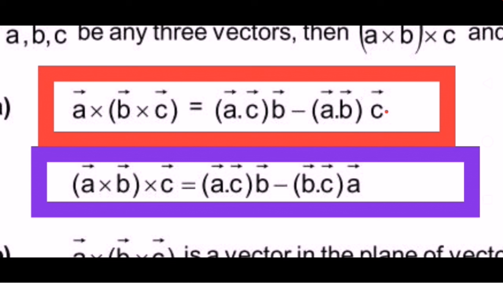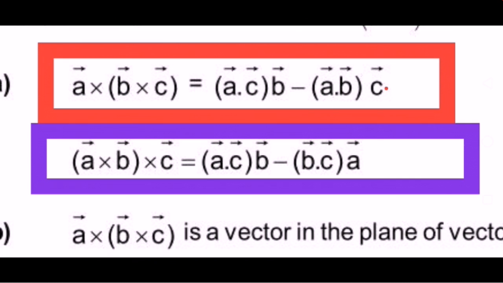Simple. Otherwise, if A cross B is there in the first place, who is away from C? A. So C dot A first. Who is near to C? Now B. Now first was A dot C B bar minus now B dot C A bar. Clear, guys? C will be combining with the A and B bar respectively. This one you have to remember. I hope this is clear, right?